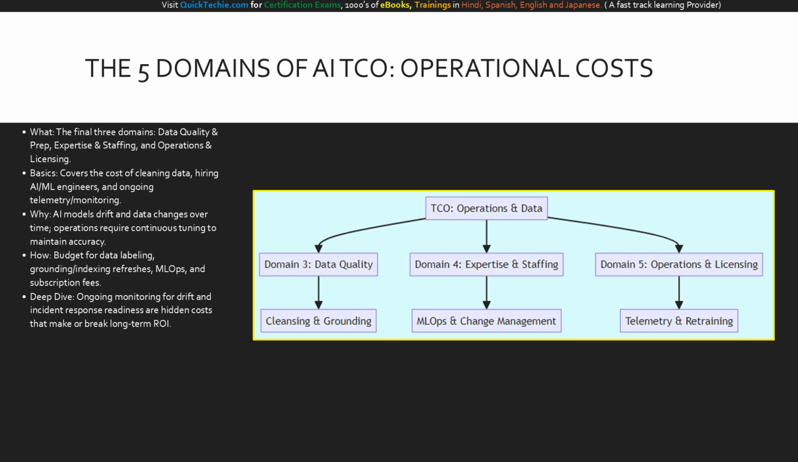On the right, Domain 5, operations and licensing, connects to telemetry and retraining. This highlights the recurring software and compute costs needed to monitor the agent and retrain models as business needs evolve. Visually grouping these domains helps teams realize that AI is a living, breathing operational product, not a one-and-done IT project.